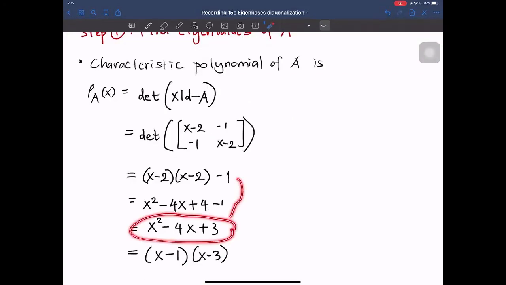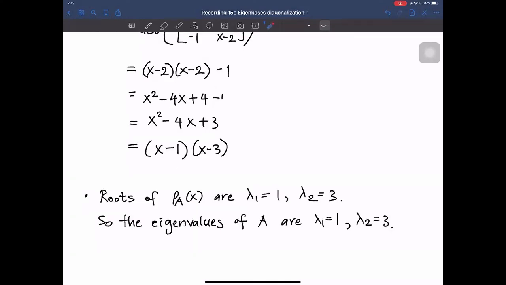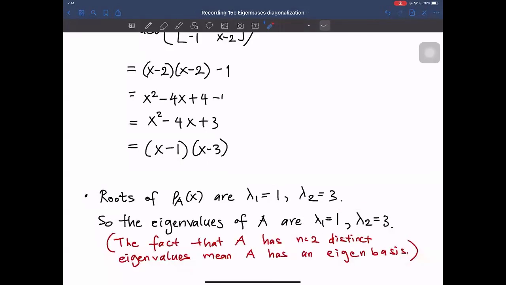I rewrite it, and then from here, you can either do the quadratic formula or complete the square, or you can notice that in this case, we can factor this into (x minus 1) times (x minus 3). So the roots of our polynomial are 1 and 3. And so the eigenvalues of A are 1 and 3. The fact that A has two distinct eigenvalues and A is a 2 by 2 matrix is a good sign. It means A has an eigenbasis.